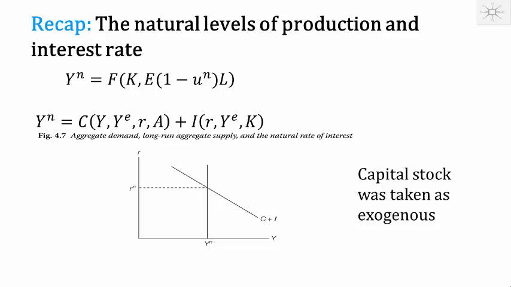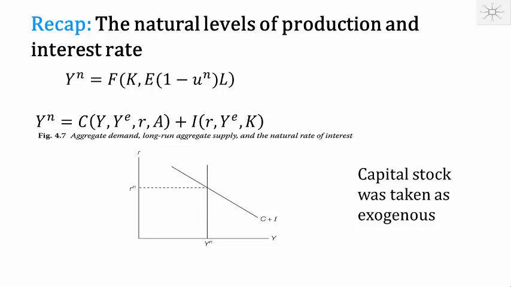In chapters 2, 3, and 4, we built up a macroeconomic model. We looked at the supply side and saw what determines the natural level of production. We looked at the demand side, consumption and investment, and we explained how the real interest rate is determined in the long run. We defined the natural rate of interest as the real interest rate that makes demand equal to supply in the macroeconomy. But in all this analysis, we took the capital stock as given.